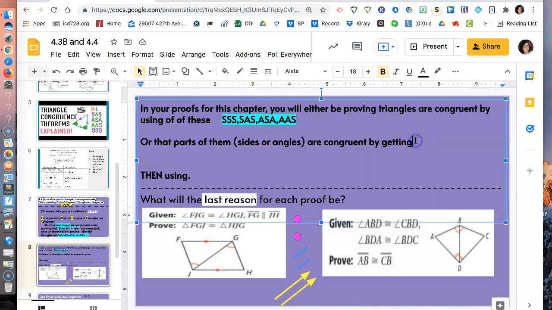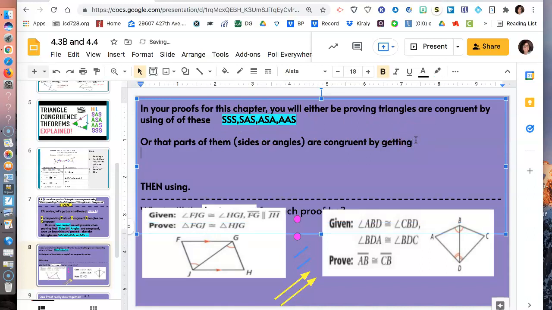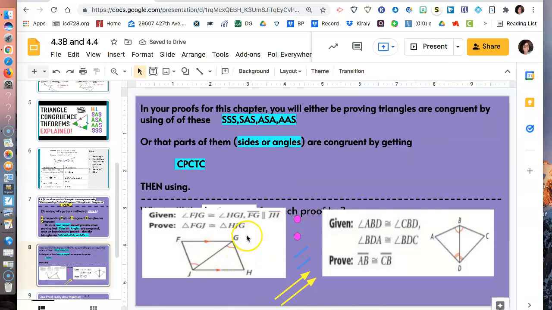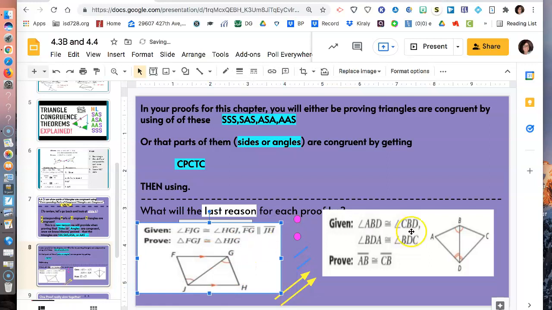But now, okay, you might be asked to prove parts, not full triangles, but sides that aren't marked or angles that aren't marked. And we're going to be using congruent parts of congruent triangles are congruent. CPCTC. Now, me just telling you that, I need to give you an example of the 2 types of proofs now. This one over here, let's drag it down a little bit.